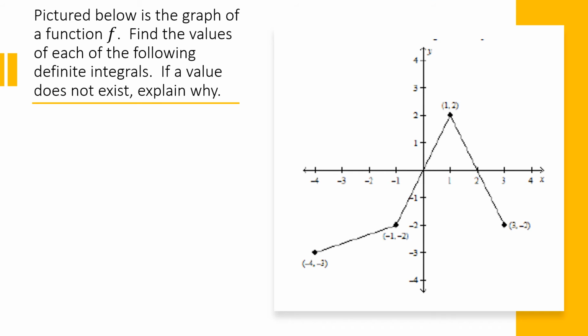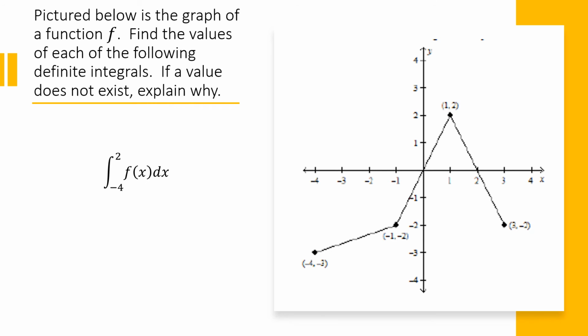All right, so this one's a little bit different because I'm giving you guys the graph and I'm asking you to find an integral based off the graph. So the integral that we're trying to find for the first one is the integral from -4 to 2. Now remember, integrals are simply areas with direction.